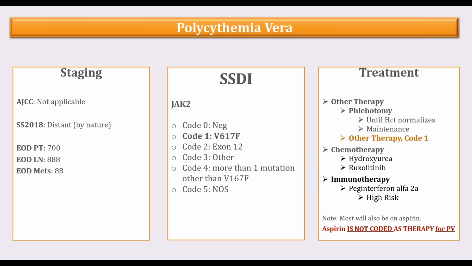Again, the most common mutation for PV is V617F. That would be code 1, but if you had something other than that, we have codes for that as well.